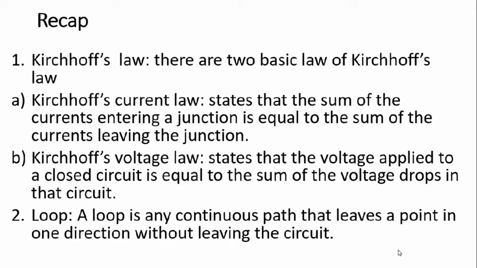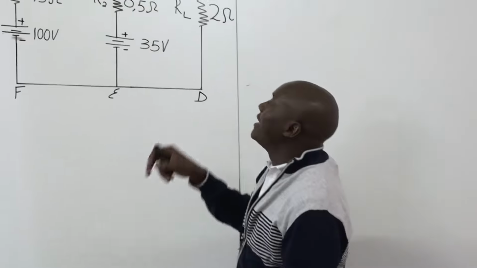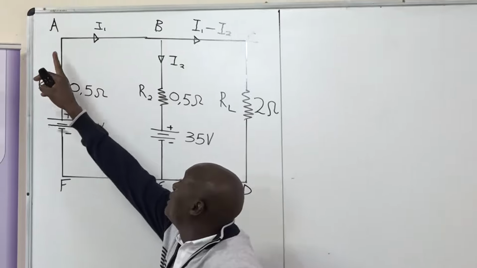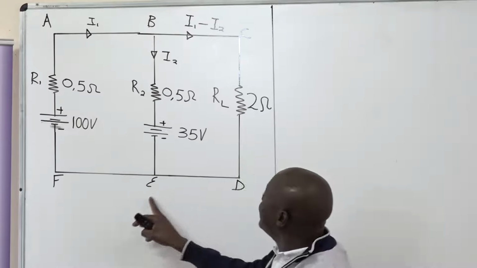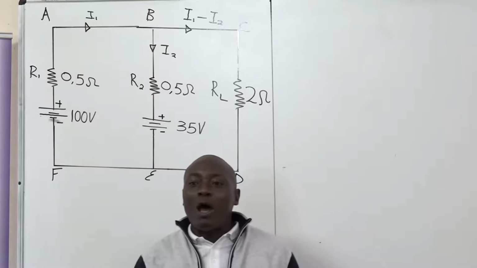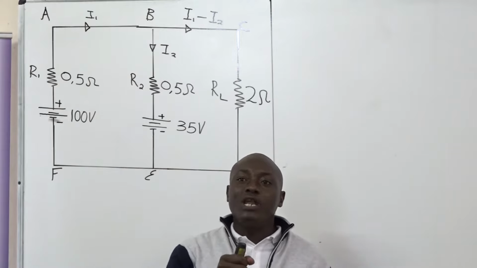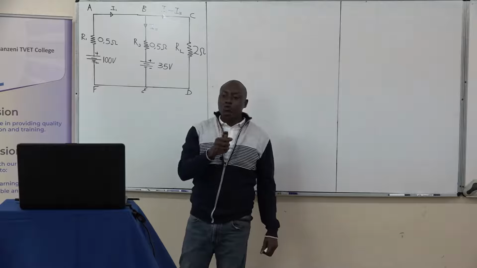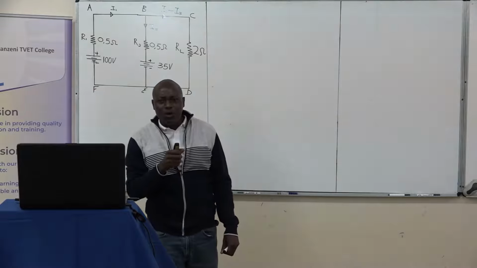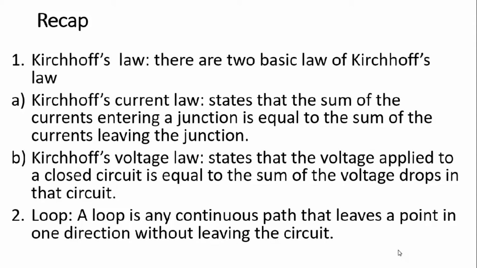Now, if you look at the part of our circuit diagram, it has been labeled A, B, C, D, E, F, which is our loop. In making our calculations, we are going to use our loops. So we can ask ourselves, what is a loop? A loop is any continuous path that leaves a point in one direction without leaving a second.